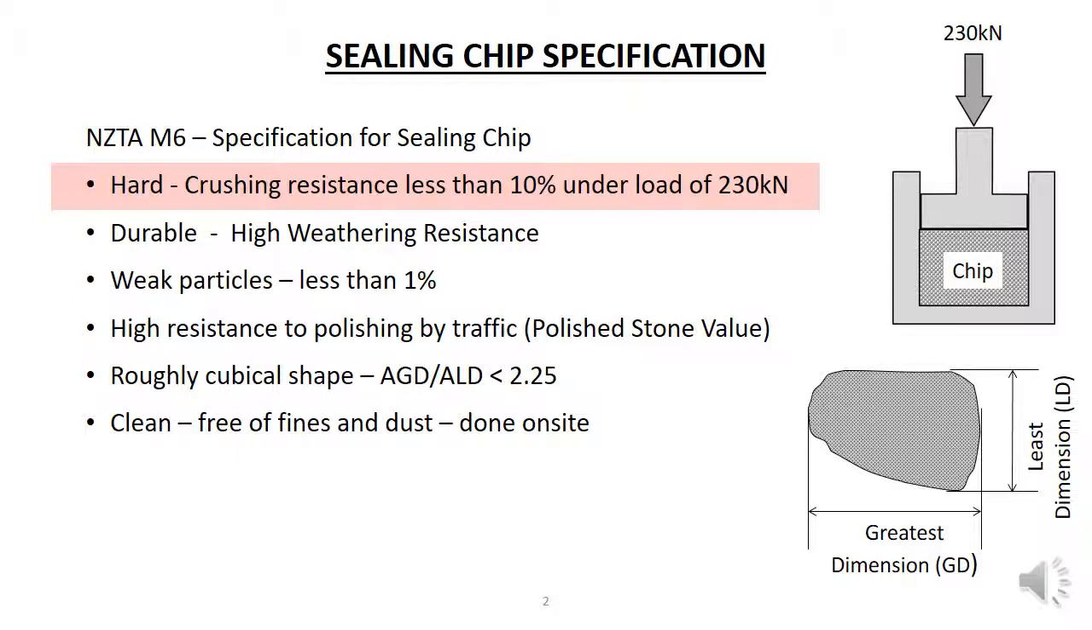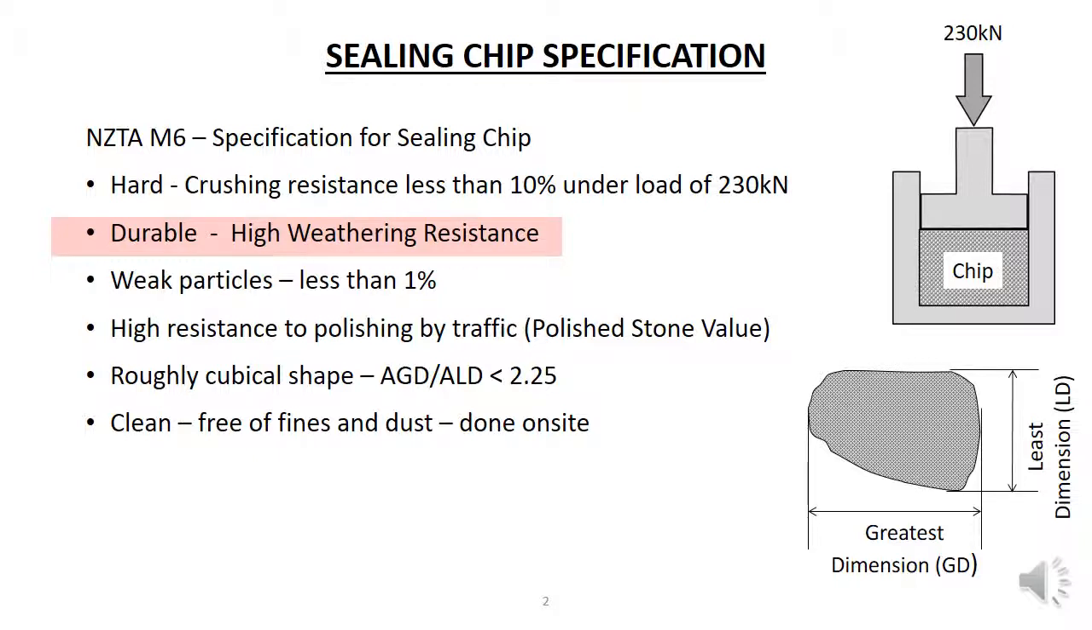Basically, the test involves applying a load of 230 kilonewtons to a sample of chip over a period of 10 minutes and then weighing how much material is smaller than the original chip size. This smaller material would have resulted from chips breaking into smaller pieces and so is a good indication of how much of the chip has been crushed. The specification requires that no more than 10% of the sample weight be crushed material.